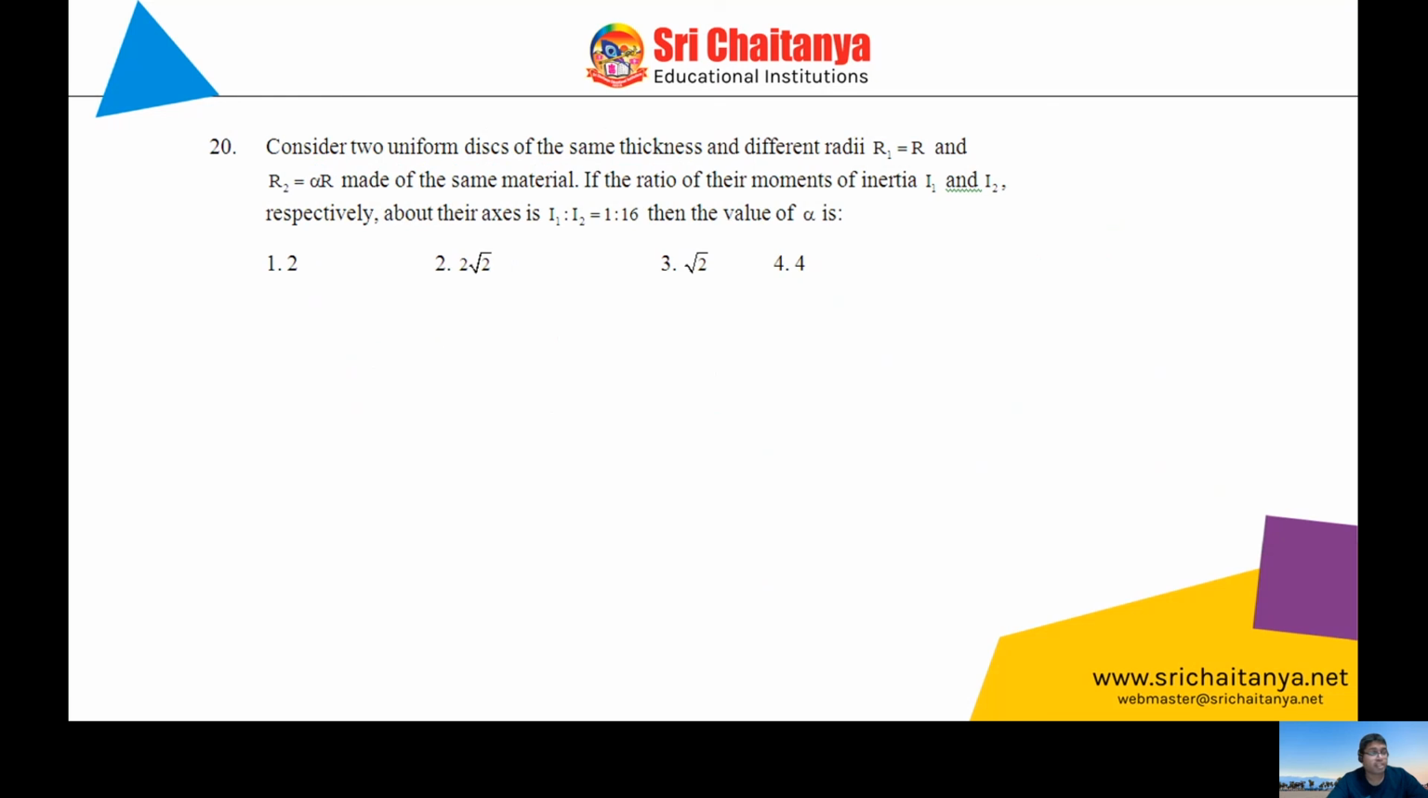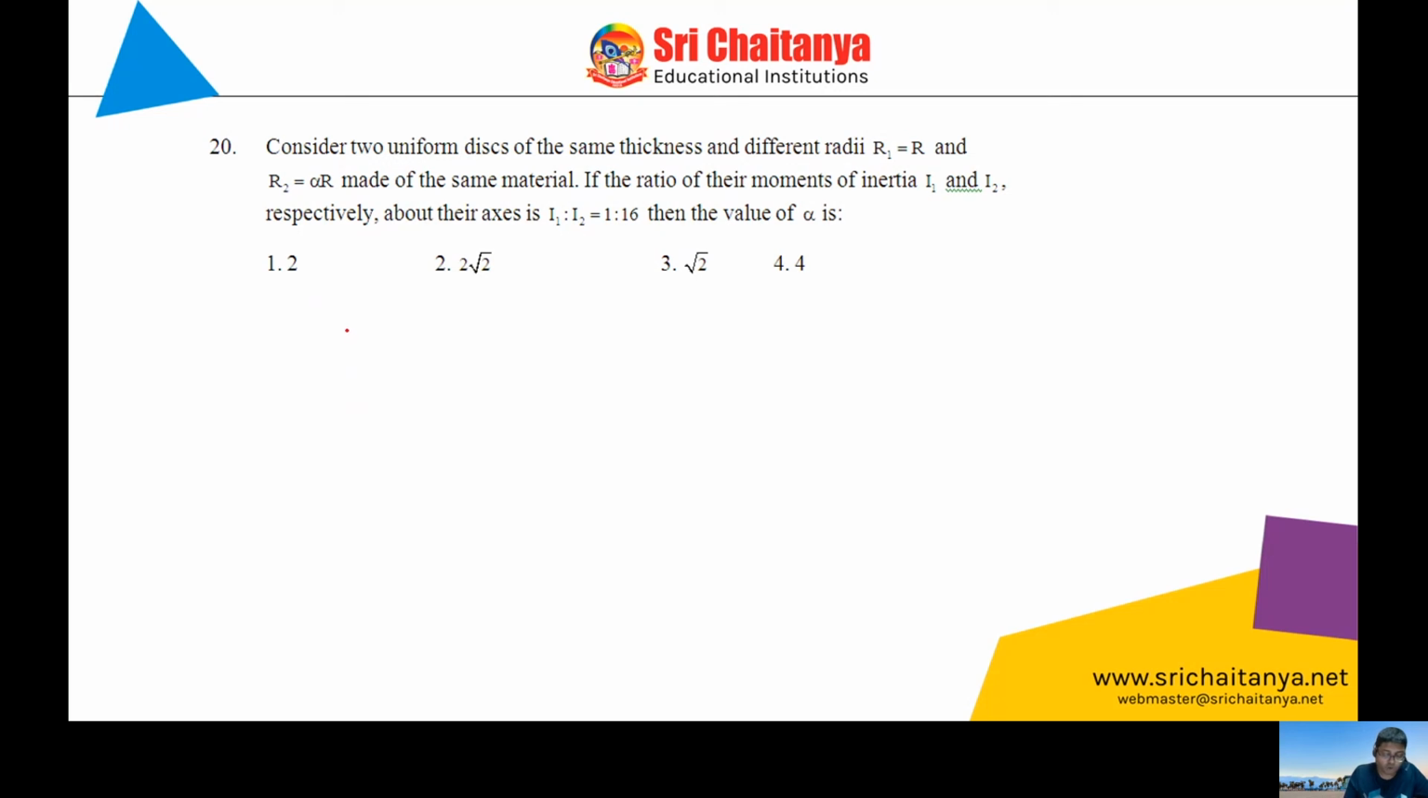20. Question number 20 is again from moment of inertia. Consider two uniform disks of same thickness and different radii, R1 is equal to R and R2 is equal to αR, made of the same material. If the ratio of their moments of inertia I1 and I2 respectively about their axis, I1 by I2, is given by 1 is to 16, then you have to find out the value of α.